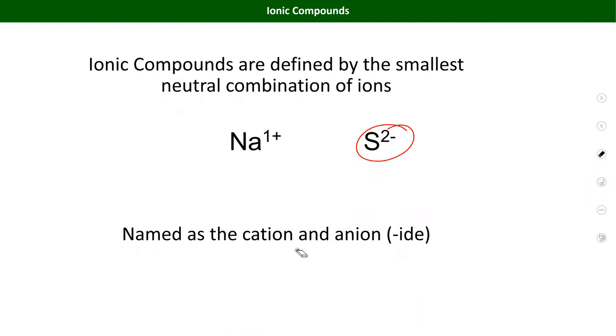When we're naming these, first off, the way we write the formula is you always write the positive ion first. Positive and then the negative. Good news before the bad news. Positives go first, so you would write the formula as Na2S. And that's the same way we name it. We name it by saying the name of the cation and then the name of the anion. And for the name of the anion, you drop the last syllable and add -ide to the end of it. There's a couple of irregulars, but for the most part, you drop the last syllable and you switch it with -ide. So the name for this compound would just be sodium sulfide.